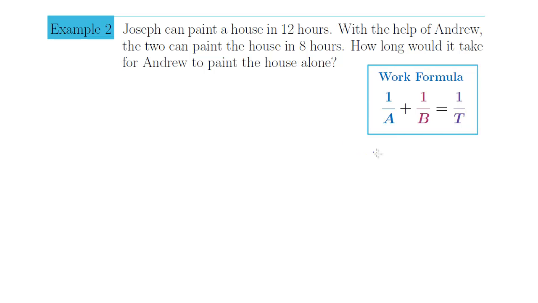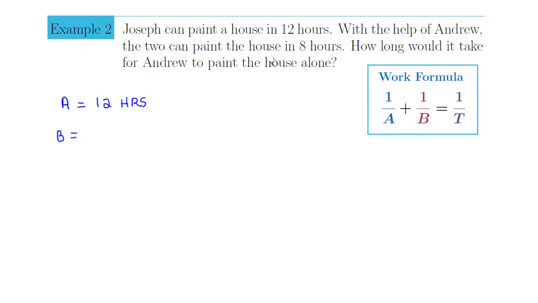For our particular problem, A represents the amount of time that it takes for Joseph to paint the house alone. B represents the amount of time that it takes for Andrew to paint the house alone, and T represents the amount of time that it would take both of them, Joseph and Andrew, to paint the house together. Let's identify each of those variables. A is the amount of time it takes for Joseph to paint the house alone, which is 12 hours. We get that right from our problem.